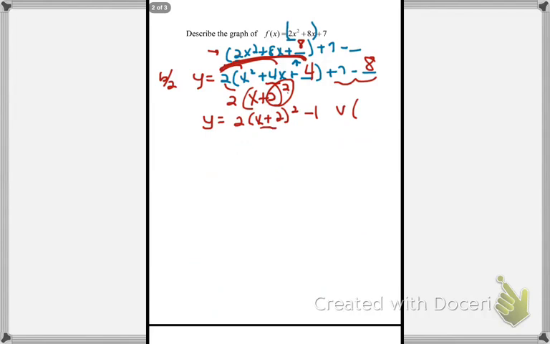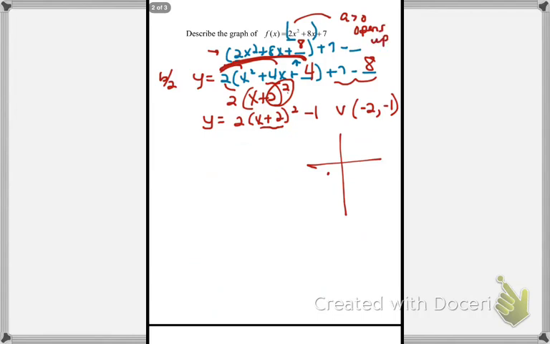Now remember, your horizontal transformation goes the opposite way. So your 2 left, your negative 2, and your vertical is still a negative 1. So we have a parabola with a vertex of negative 2, negative 1, and we know that it opens up because a is positive. A is greater than 0, so a is positive. It opens up.